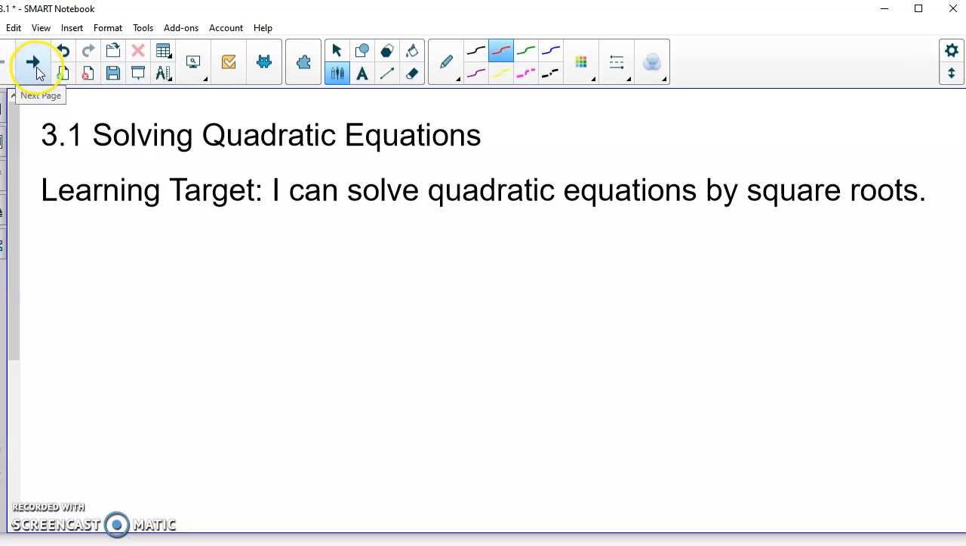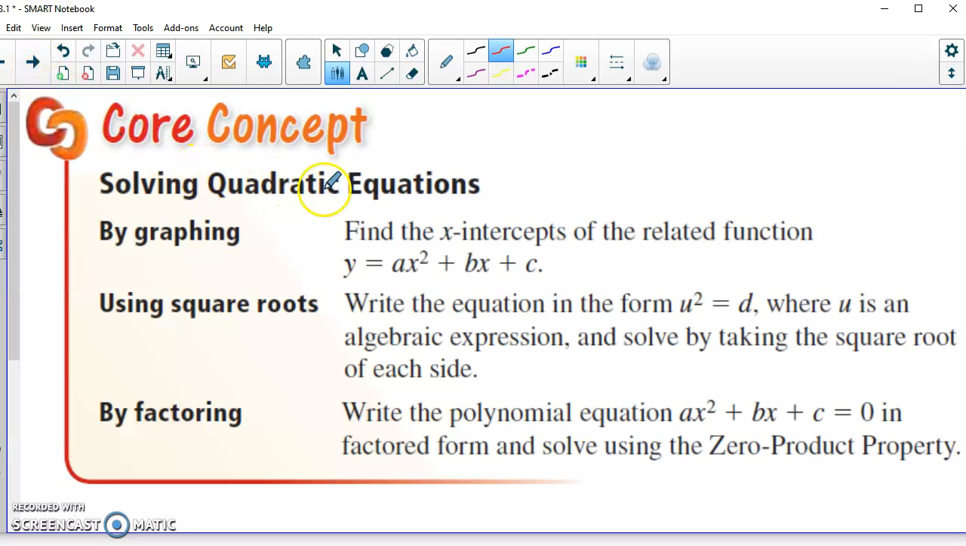Hello, pre-calculus. Today we're going to look at solving quadratic equations by taking square roots. What we've already seen yesterday is how to solve by graphing, find those x-intercepts, and also from graphs determine if we have real or complex solutions and how many real. And today we're going to look at using square roots. We can use square roots if we have a variable squared equal to a constant number of some sort, and that's what we're going to look at today.